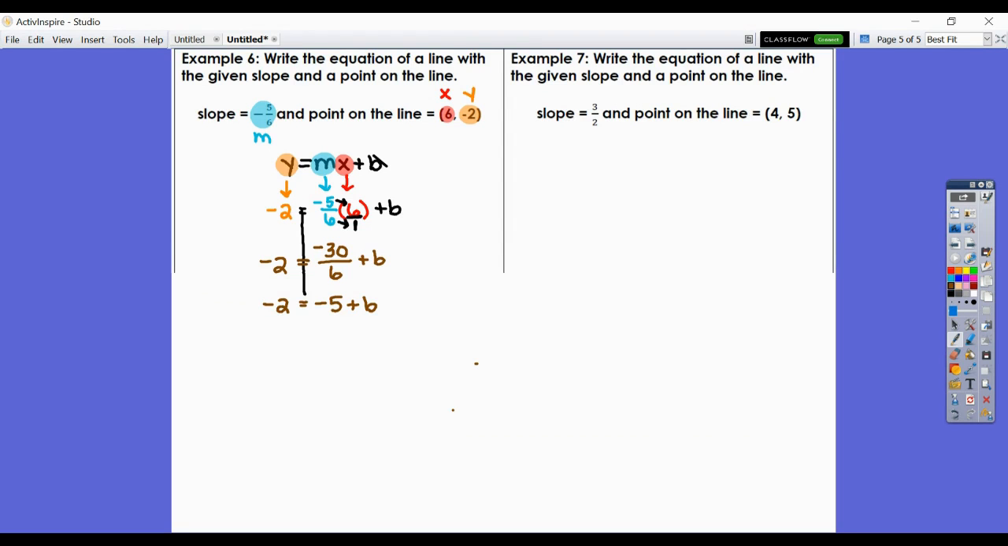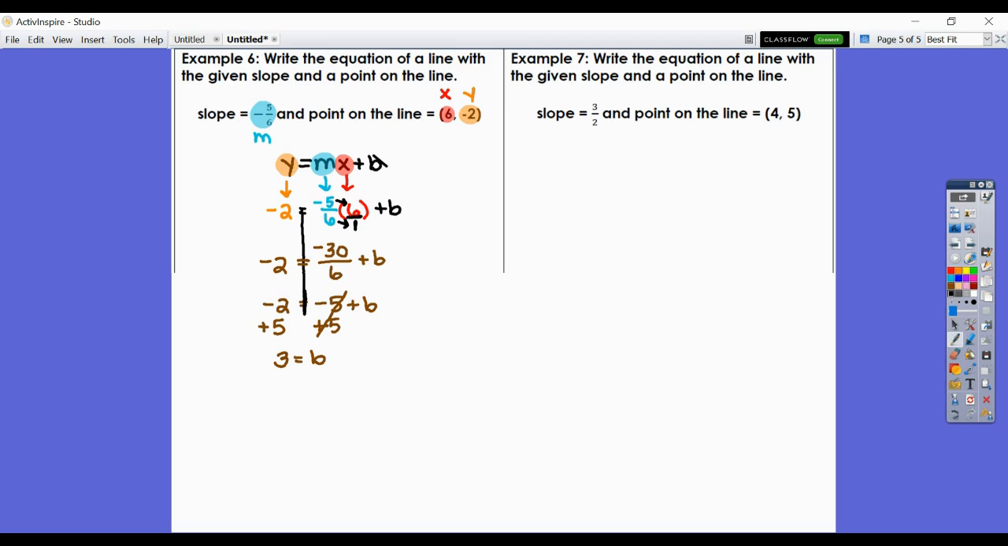To get my variable all by itself, I must move over that negative 5. Opposite of negative 5 is a plus 5. What you do to one side, you have to do the other. Negative 5 plus 5 cancels, and negative 2 plus 5 equals 3. That's what our value of b is. Are we done? No, we got to write the equation.